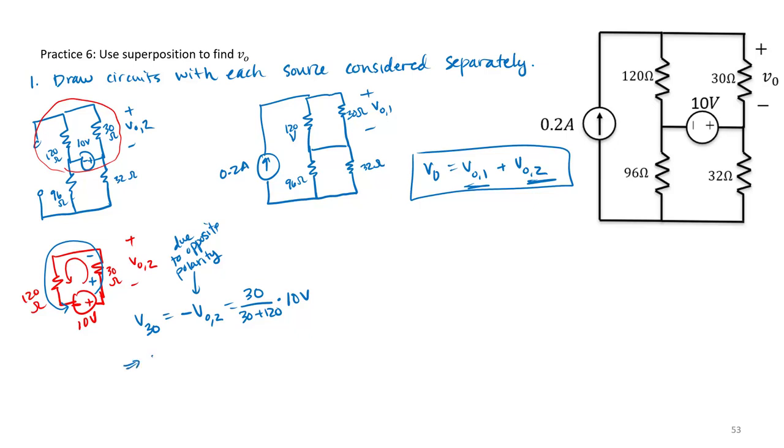So in this case, I determine that my negative V02, the voltage I want to find, is just 30 over 150 times 10. Or if I math that through, it's 2 volts, so that gives me V02 is negative 2 volts. So polarity is very important there. Please pay attention to that polarity.